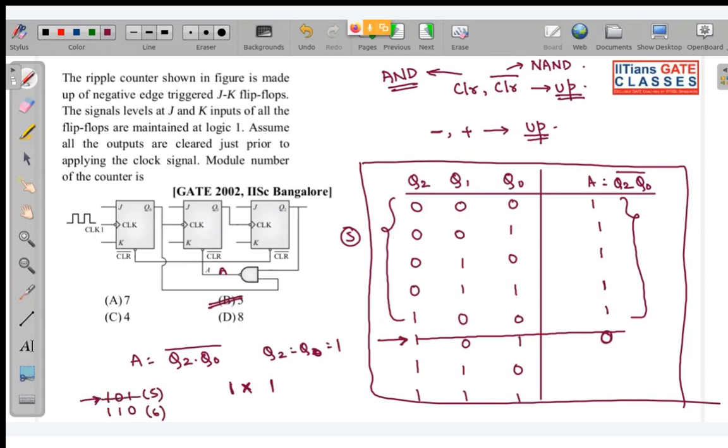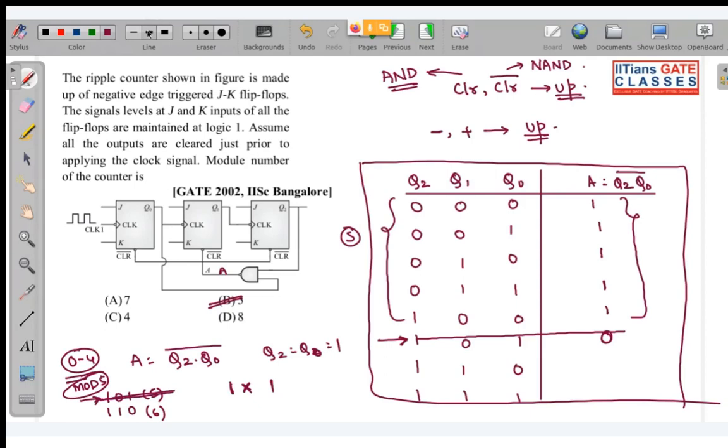At this particular state, you will be clearing all the flip flops, or resetting them. That means from 0 to 4 you are counting, so that means mod 5. Within 30 seconds, not even 30, within 15 seconds, you can solve this question and move on to the next question. 101 and 111.